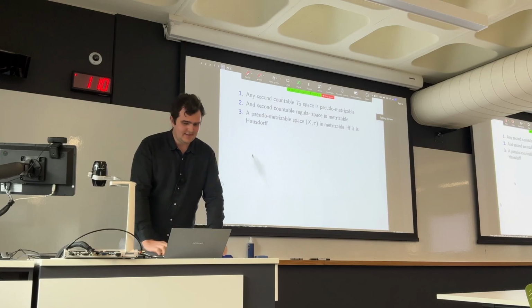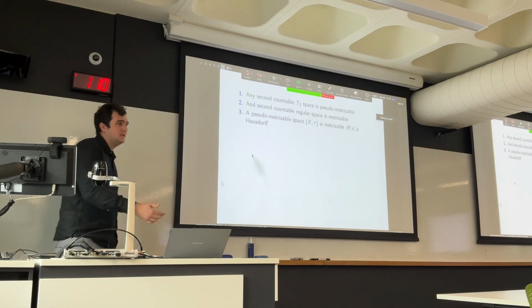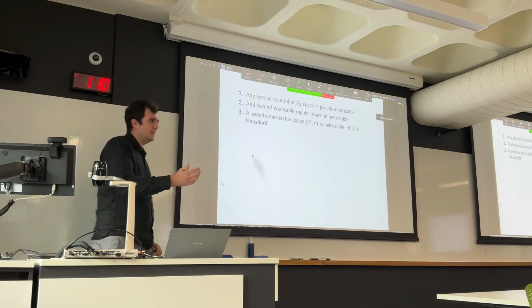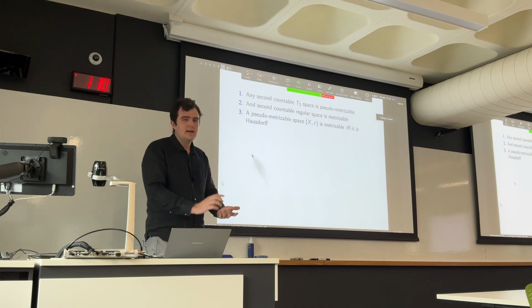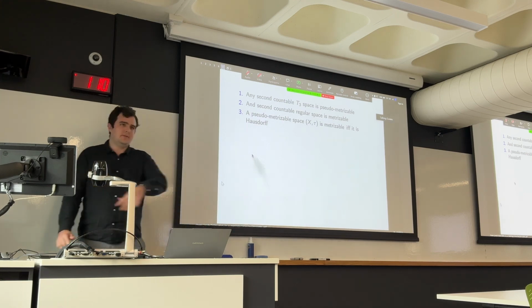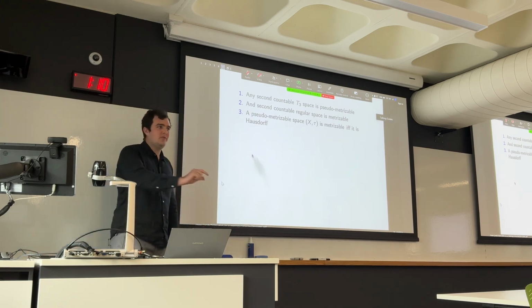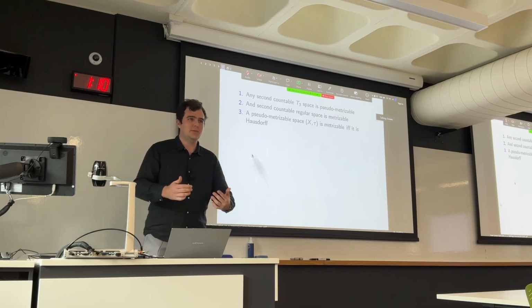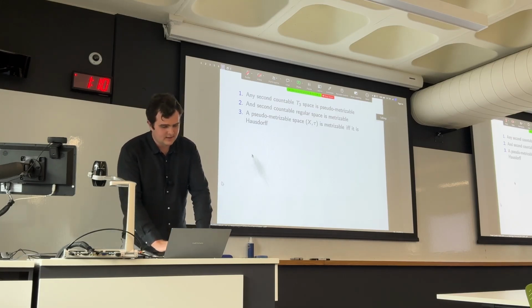Here are some other nice properties. You have a pseudometrizable space, which just means your open sets are generated by the balls of these pseudometrics. It is metrizable if and only if it's Hausdorff. So we're moving the axiom forward, we've just gained these non-Hausdorff spaces. We've left everything else. Cool.